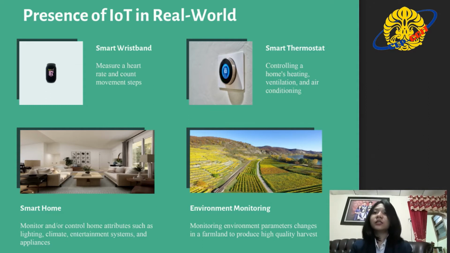And the third, smart home to monitor and or control home attributes such as lighting, climate, entertainment system, and appliances. And last, environment monitoring to monitor environmental parameter changes in a farmland to produce a high quality harvest. Apart from the products mentioned, there are still many other IoT products that have been created for human life.